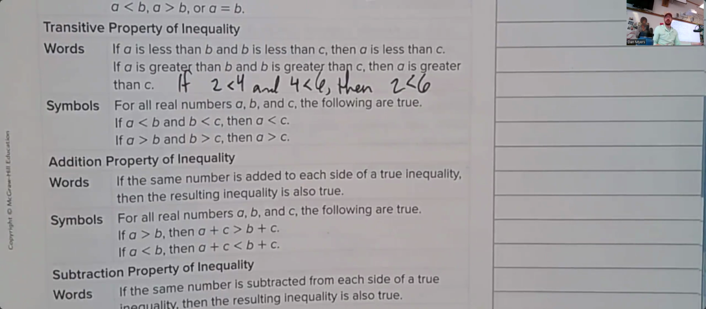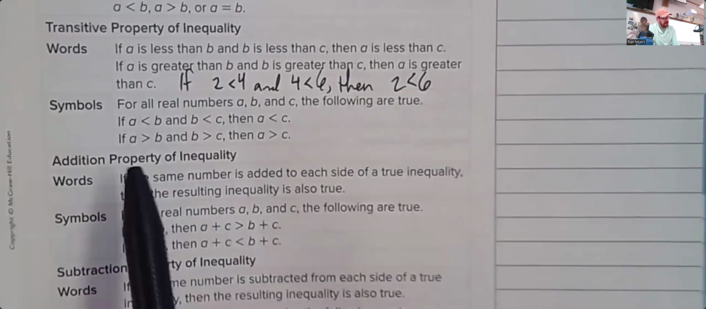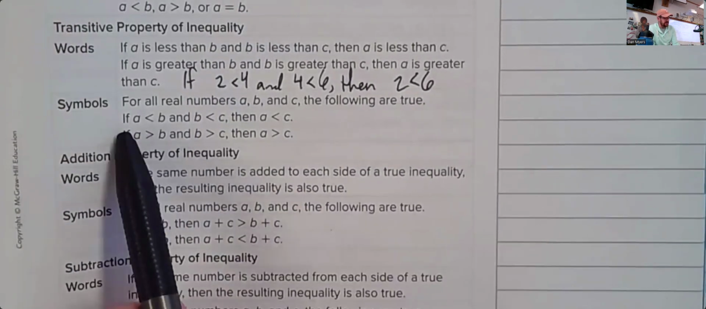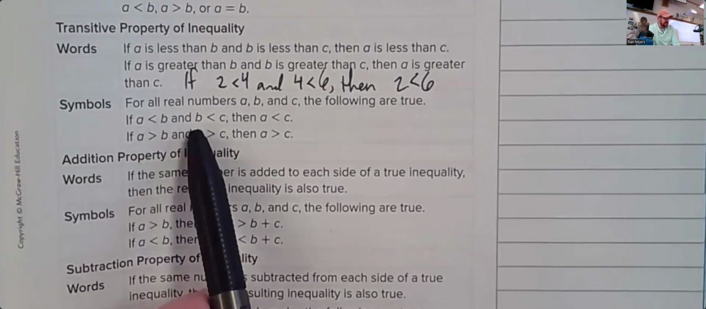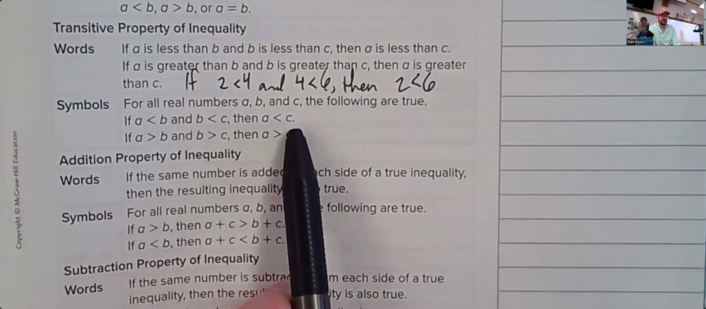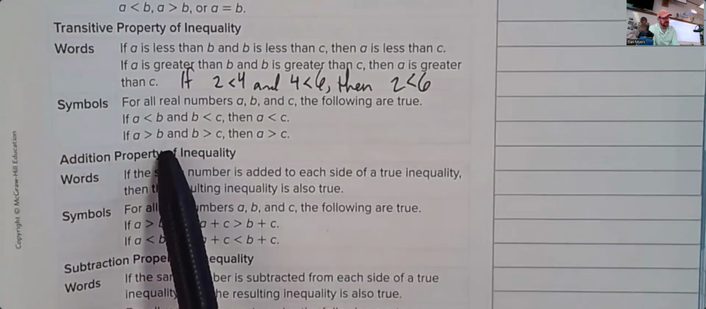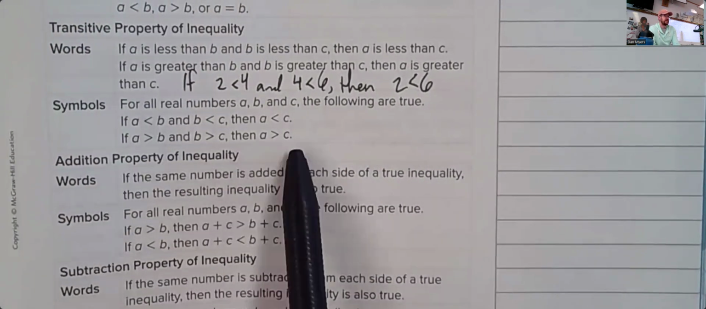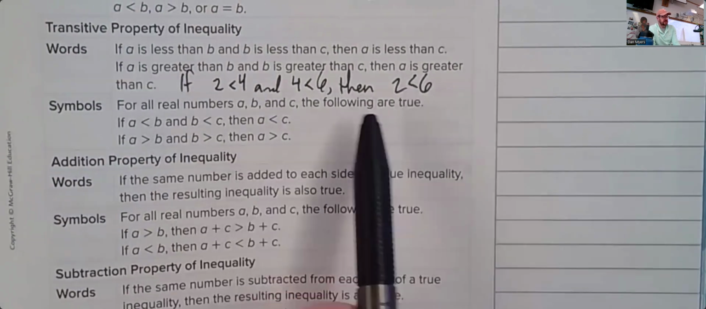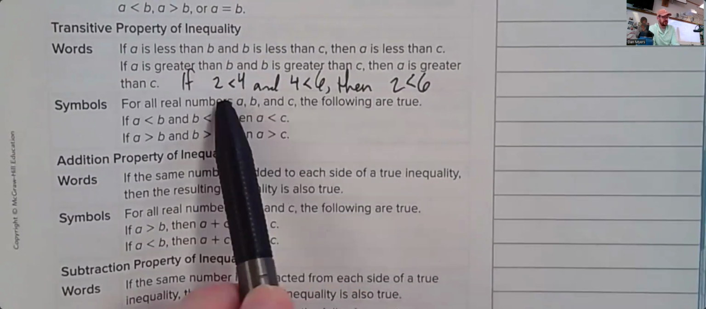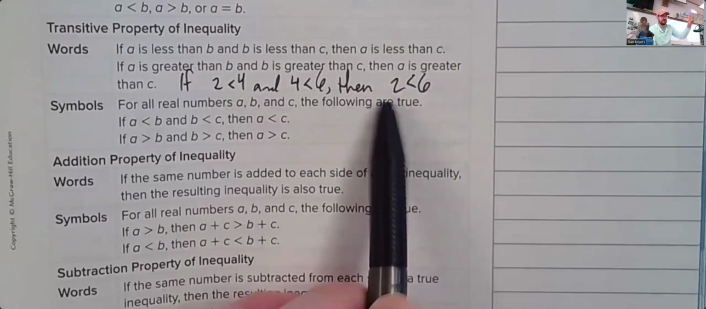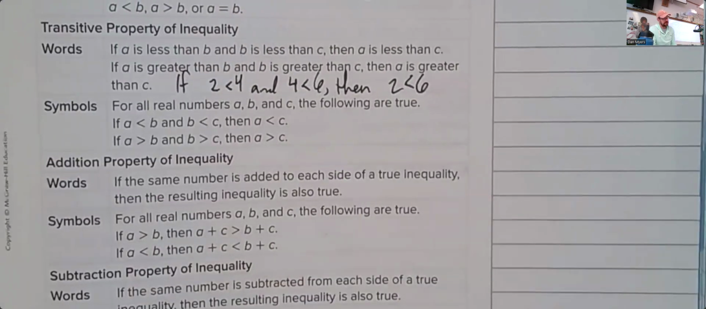Now, it also works for the greater than relationship as well. If one number is less than a second, and that second number is less than a third, then the first one is less than the third. If you flip it all around, the same thing is true. If A is greater than B and B is greater than C, then A is greater than C. If 6 is greater than 4 and 4 is greater than 2, then 6 is greater than 2. We can just flip it around and say greater than as opposed to less than.